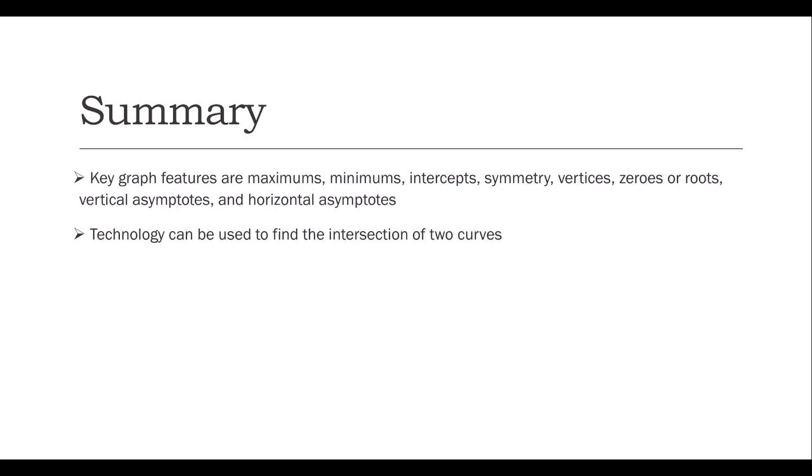So in summary, the key graph features are maximums, minimums, intercepts, symmetry, vertices, zeros or roots, vertical asymptotes, and horizontal asymptotes. We also can use technology to find the intersection of 2 curves.